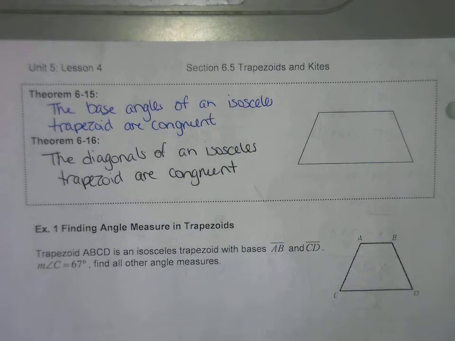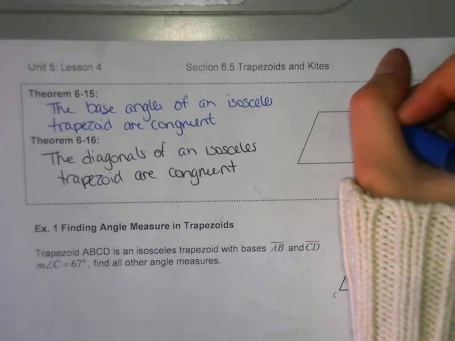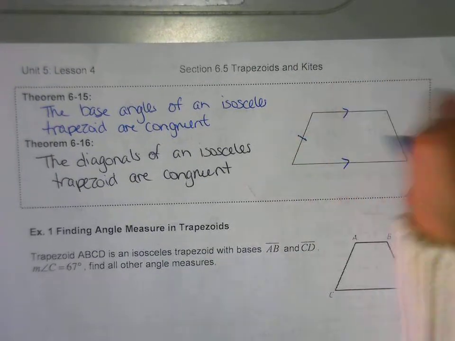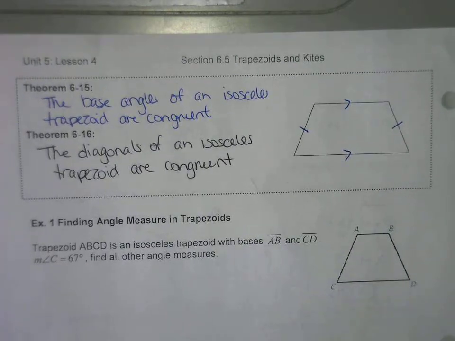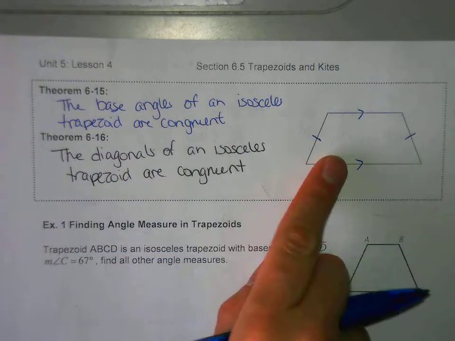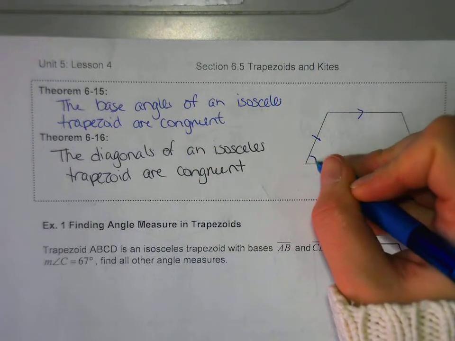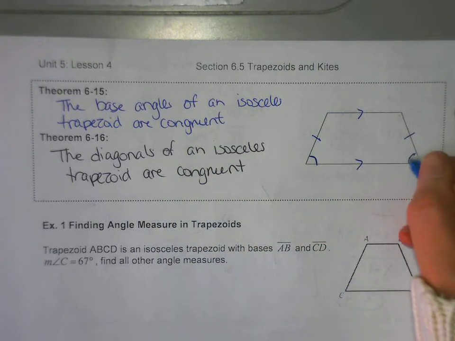Today we're going to be learning about trapezoids and kites. Theorem 615 states that the base angles of an isosceles trapezoid are congruent. So if we take a look here, remember an isosceles trapezoid means we have one pair of parallel sides and the other sides are congruent to each other. So if I have an isosceles trapezoid, the base angles, which I write here, are congruent to each other.